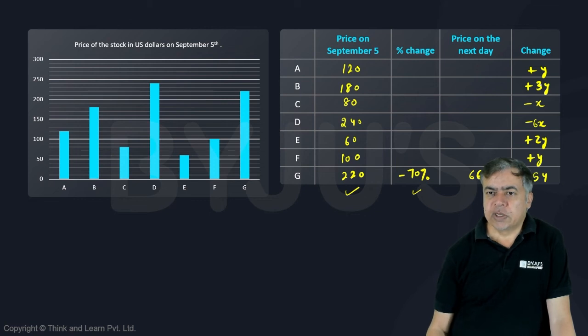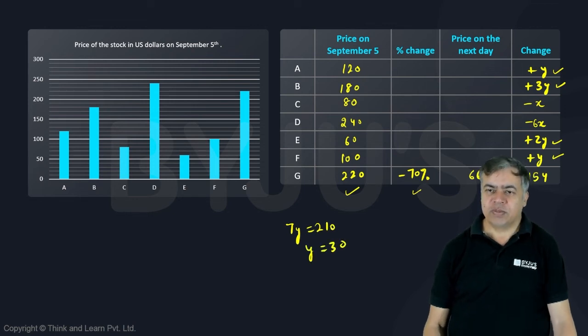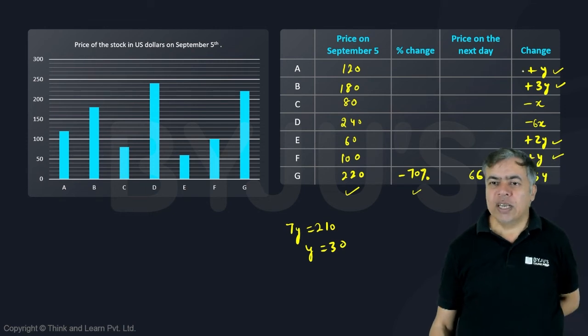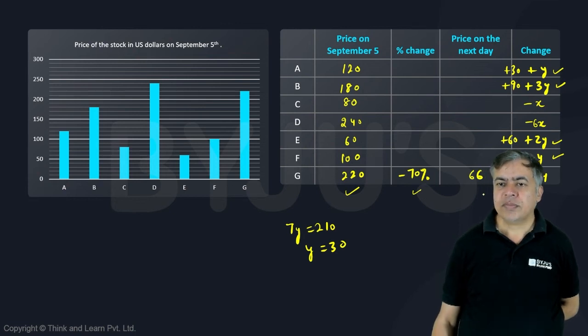So what are the positive changes? This, this, this, and this, which is 3, 3, 6, and 1, 7y, and 7y is given as 210. That means y is 30. So we got all the values now, right? See, y is 30. That means this is plus 30. This is plus 90, right? This is plus 60, and this is plus 30, right?